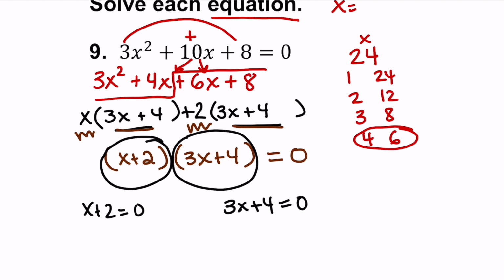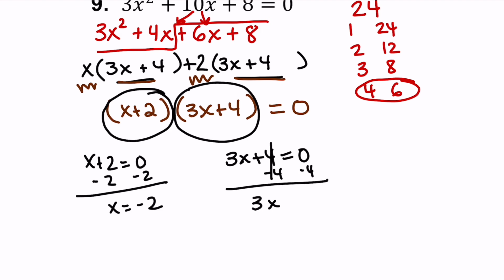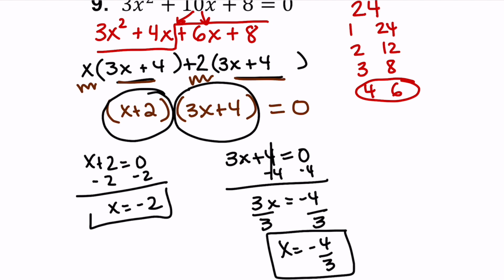Now the first one's pretty easy to solve. I just minus 2 from both sides. And so x equals negative 2. On the second one, I minus 4 from both sides. The 3x equals negative 4. I divide by 3. And so x equals negative 4/3 would be my second answer. So this has two answers.